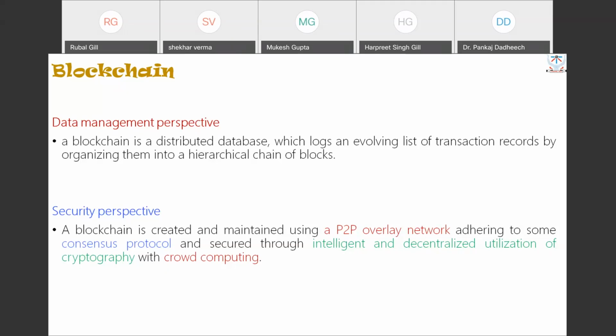Remember, reaching an agreement or a consensus is an NP-hard problem. And still we want to reach consensus. And it has to be secured through intelligent and decentralized utilization of cryptography. So how do I maintain this distributed ledger? By using some cryptographic tools. And everybody is using cryptography. Everybody is computing. So there is a crowd computing there.